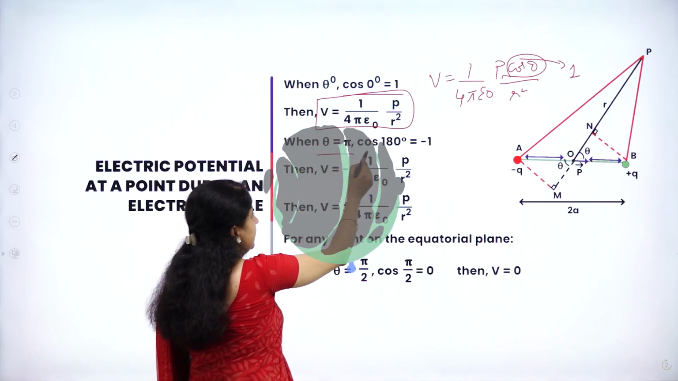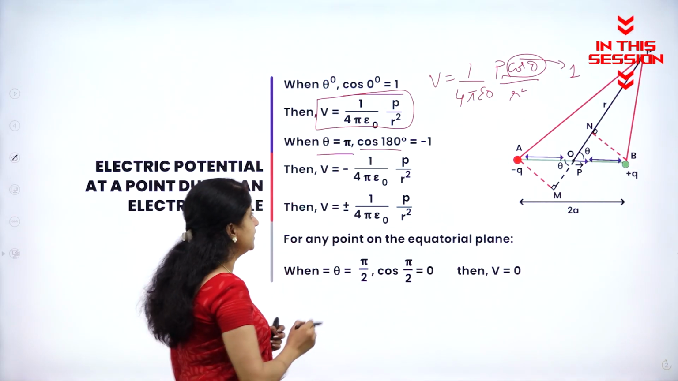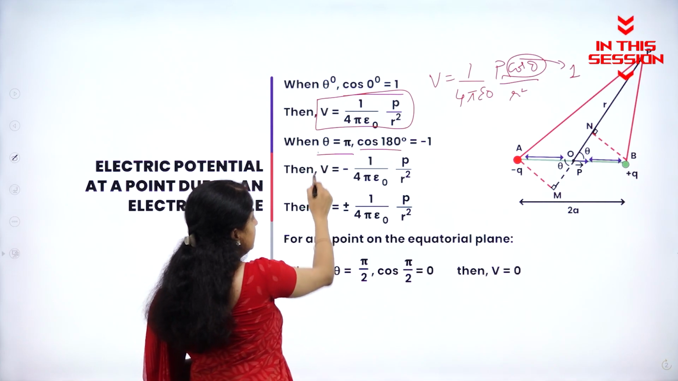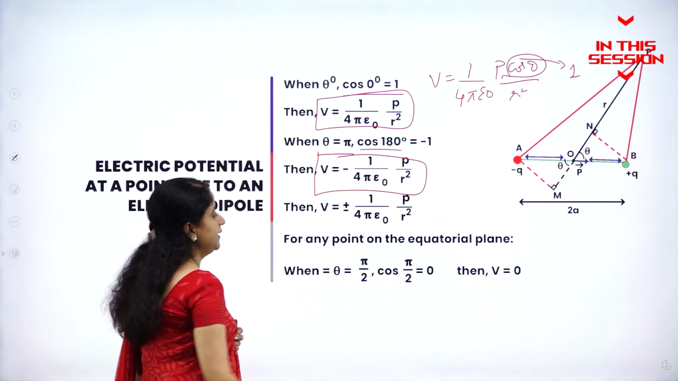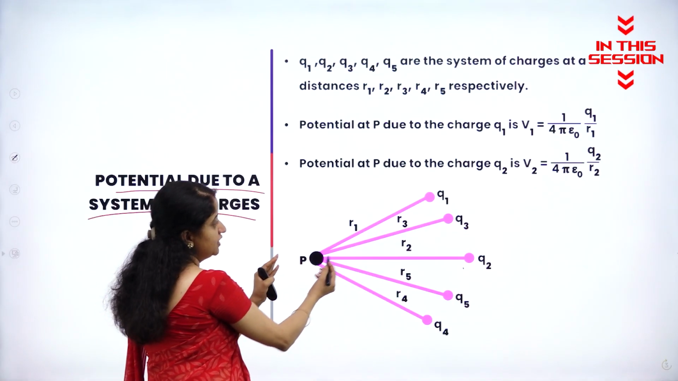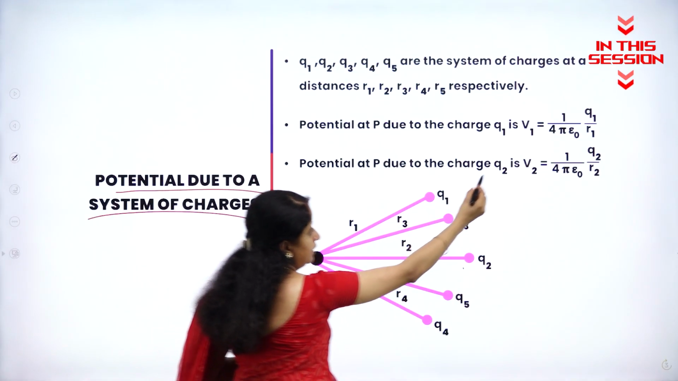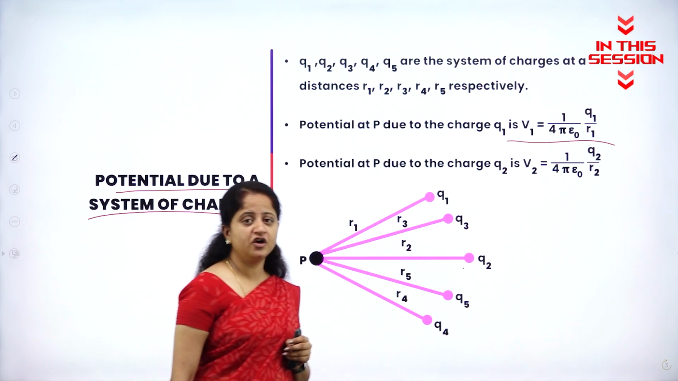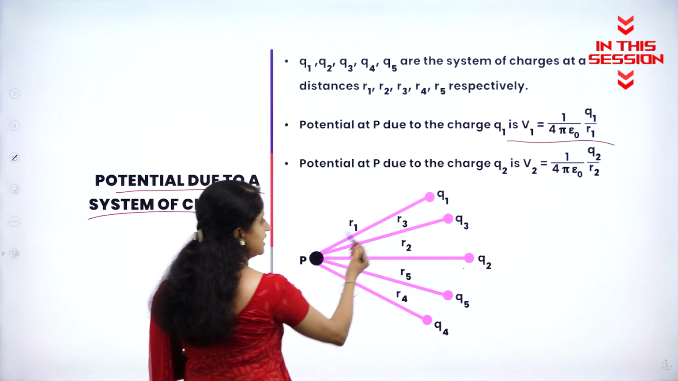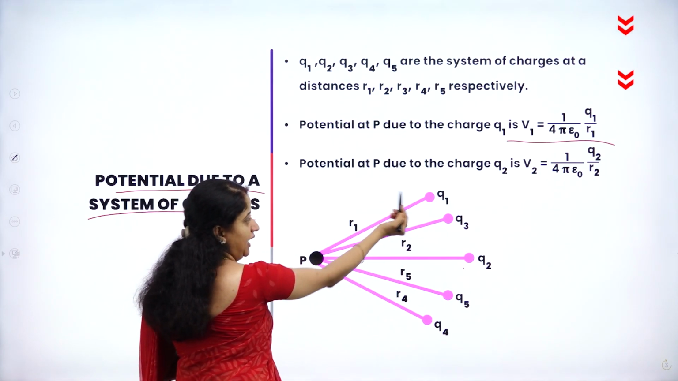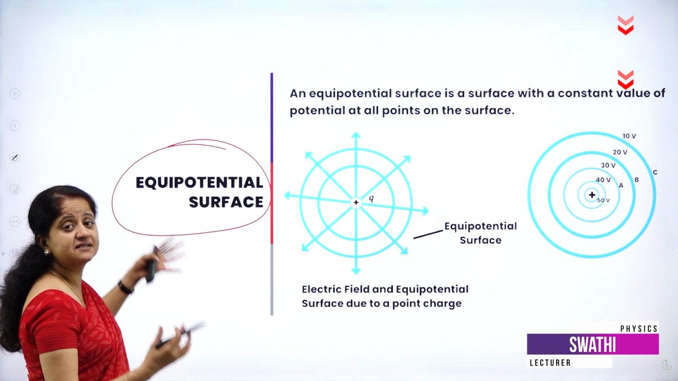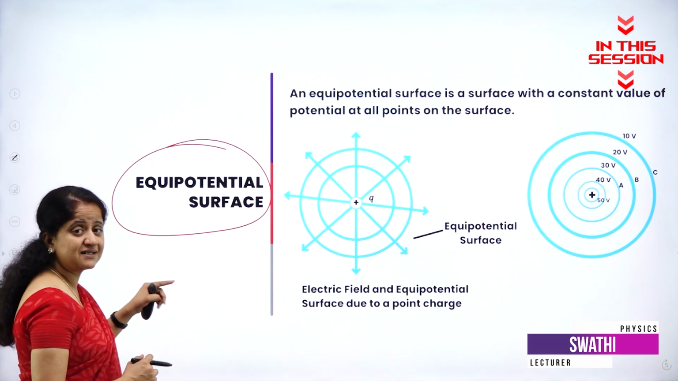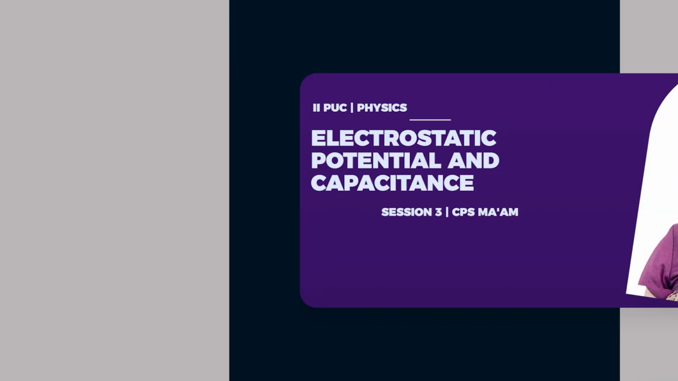So when cos 180 gives us minus 1, this expression will be V is equal to minus 1 by 4 pi epsilon naught P divided by R square. Potential at P due to Q1 is given by V1 is equal to 1 by 4 pi epsilon naught Q1 divided by R1, because R1 is the distance between point P and Q1. Any surface where the potential is the same everywhere, we'll call it an equipotential surface.